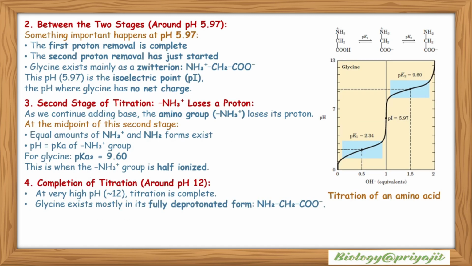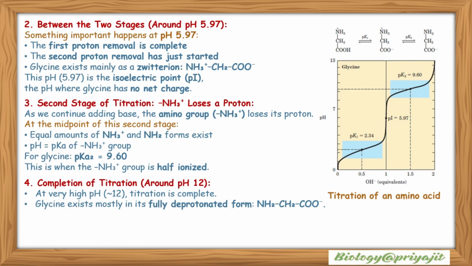Between the two stages, around pH 5.97, something important happens. The first proton removal is complete, and the second proton removal has just started. Glycine exists mainly as a zwitterion, that is NH3+CH2COO-. So pH 5.97 is the isoelectric point, pI, the pH where glycine has no net charge.